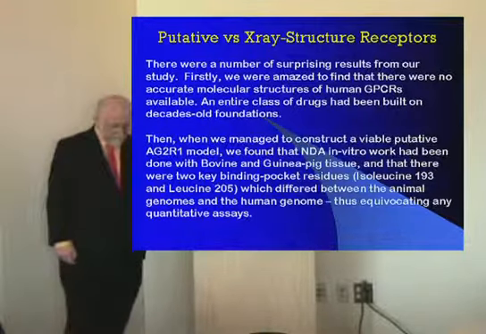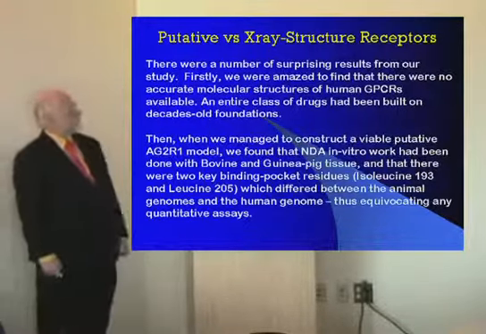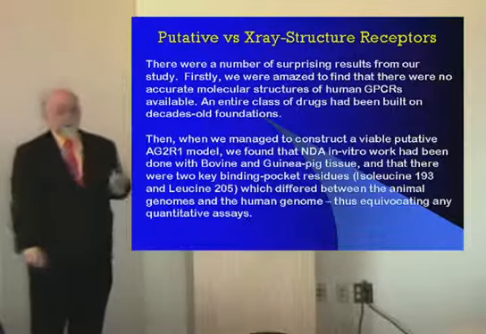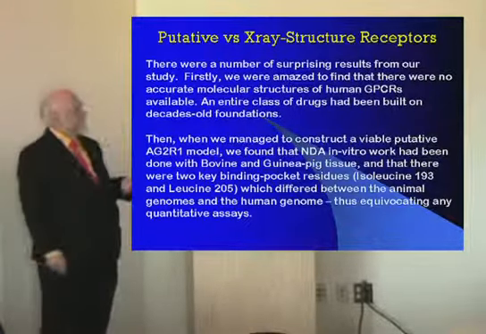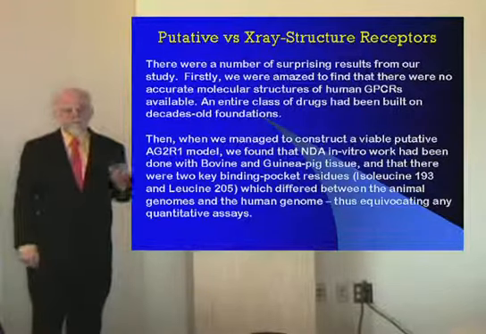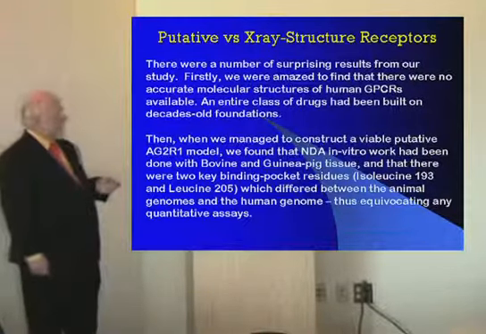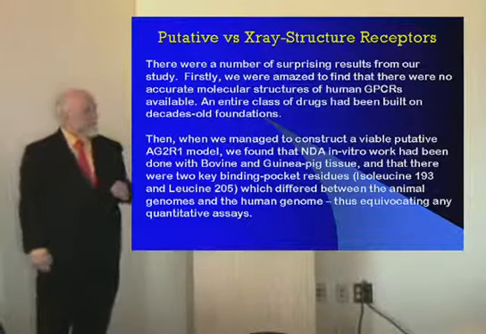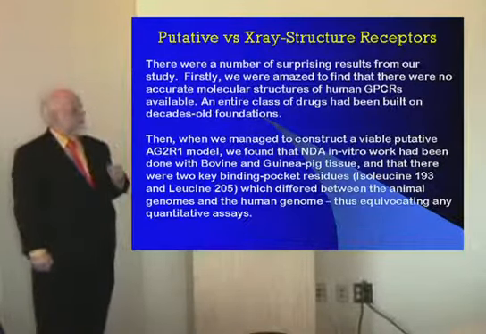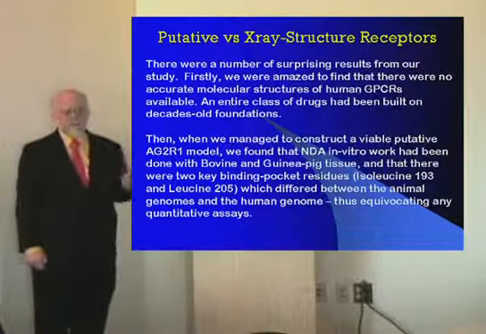Now, there are a number of surprising results from our study. The first thing is, we were amazed to find that there were no accurate molecular structures of the human membrane receptors, the human GPCRs, available. The entire class of drugs, the ARBs, had been built on decades-old foundations, totally in vitro work.